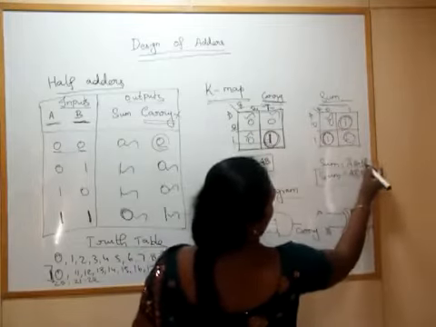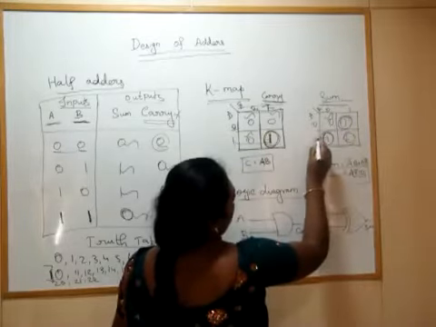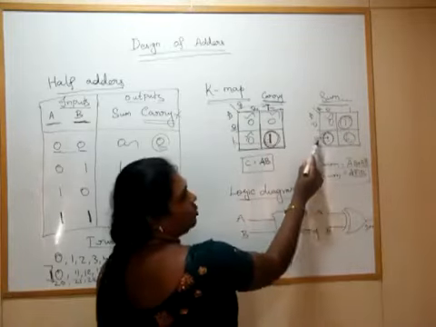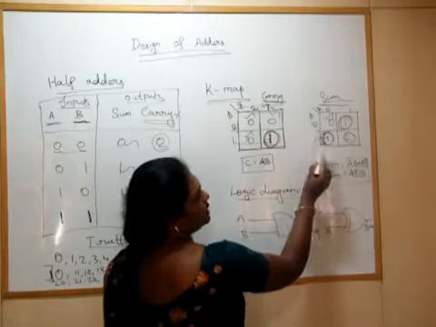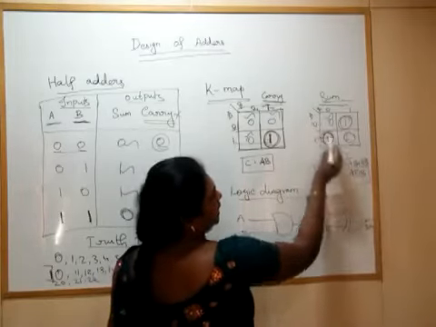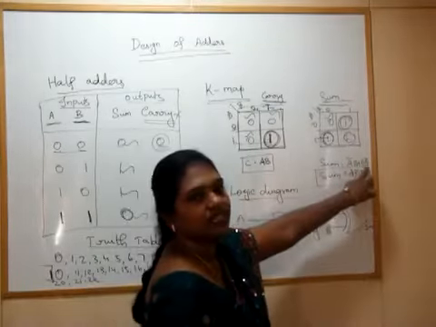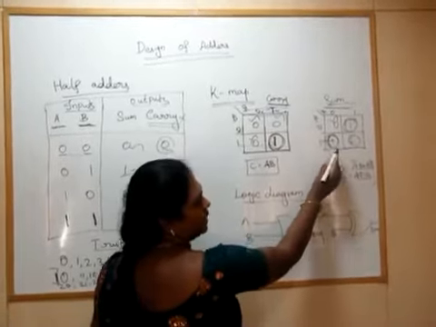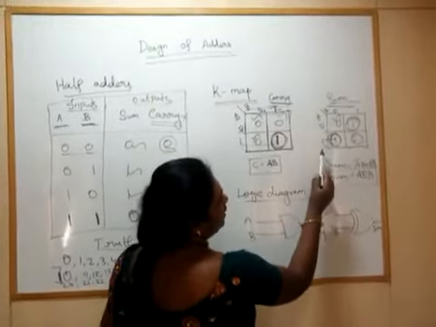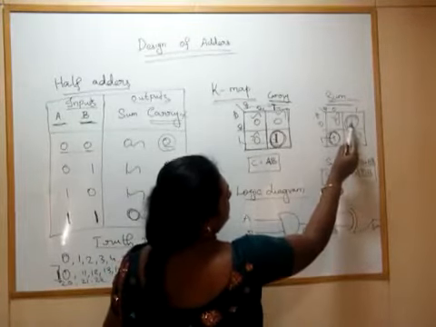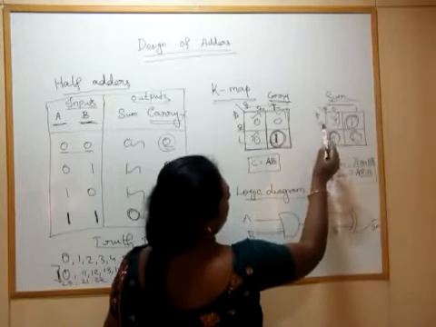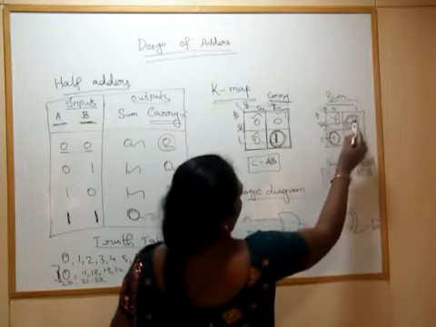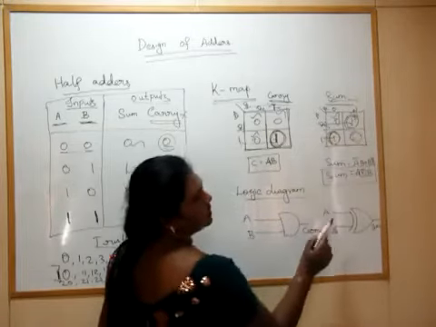Why are we writing it as A B bar? This one is common to A and 0. A is 1 here, so you write A, and B is 0 here, so you write B bar. So A B bar is the equivalent term for this one. And for the other, this one is for A bar B. What is A here? 0.